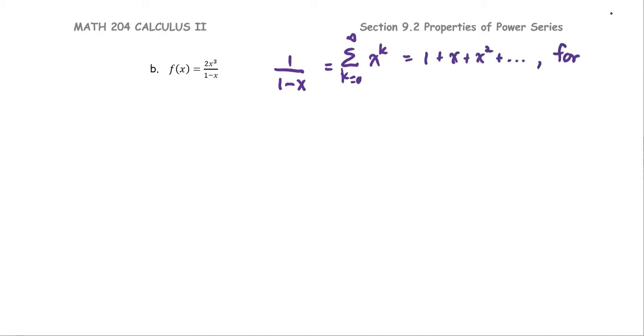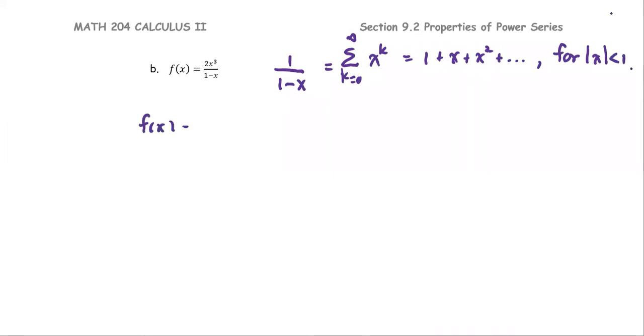Part B, we have f of x equals 2x to the third divided by 1 minus x. By using the given series from the function 1 over 1 minus x as the power series summation x to the power k from 0 to infinity, or in the expanded form as 1 plus x plus x to the second plus and so forth. And this series converges for the absolute value of x less than 1.